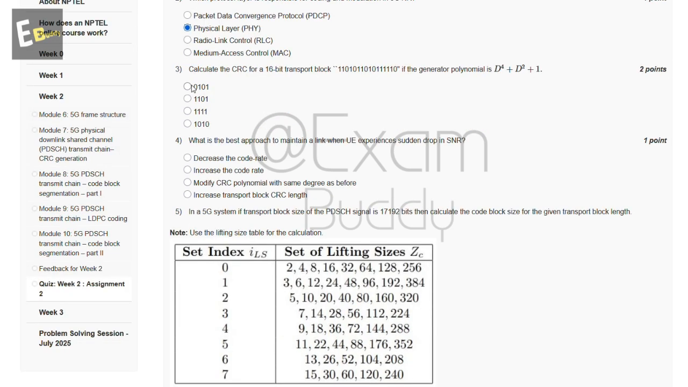Now the third question is calculate the CRC for a 16-bit transport block, and these are the binary numbers, if the generator polynomial is D^4 + D^2 + 1. So these are the options: 0101, 1101, 1111, 1010. So the answer of the third question is A, 0101.